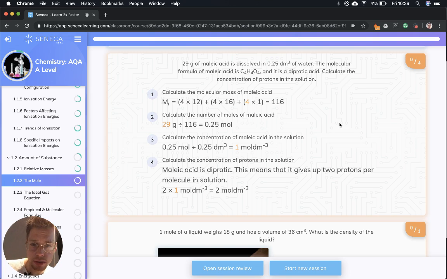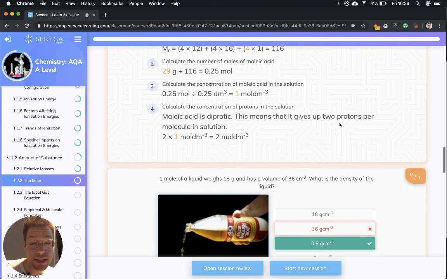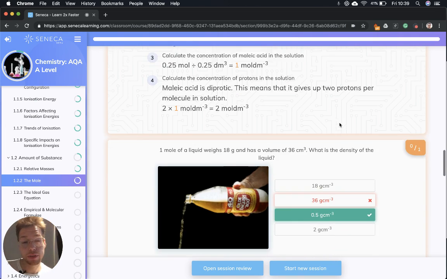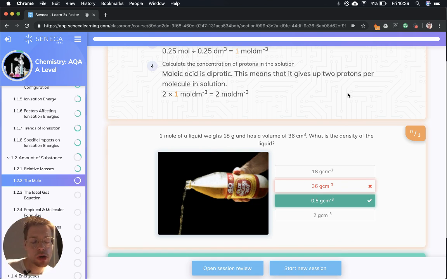Are we done? No, we're not, because we want the concentration of protons in the solution. And maleic acid is diprotic, not 1, but 2 protons. This means we get 2 protons per molecule in solution, so we just need to double that concentration to give us a nice little 2 mole dm to the minus 3. Bam!